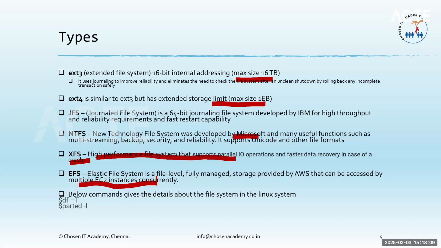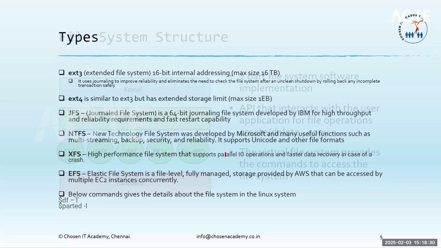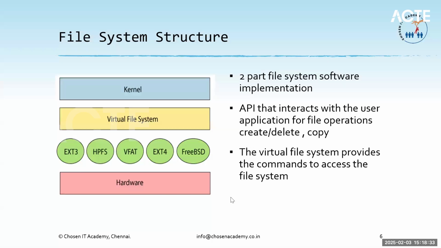In case you want to know which file system is running in your system, you can give this command, parted -l or -T. All of this will tell us the file systems that are running in our system. Okay, maybe I can show my system also.